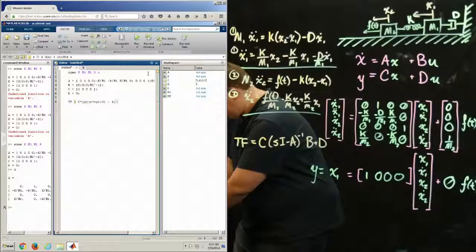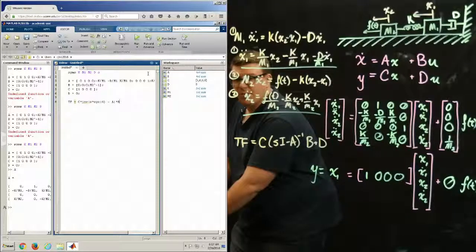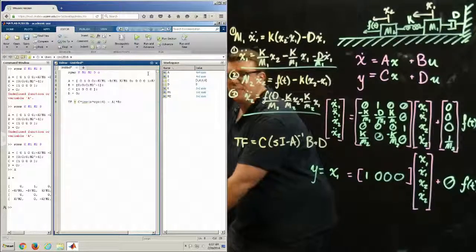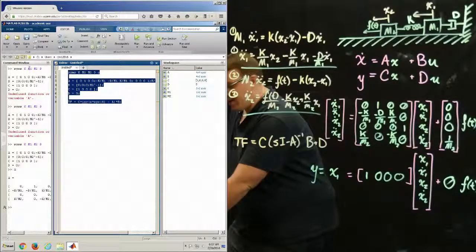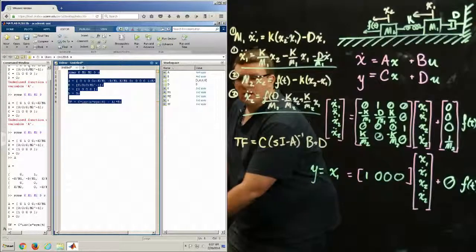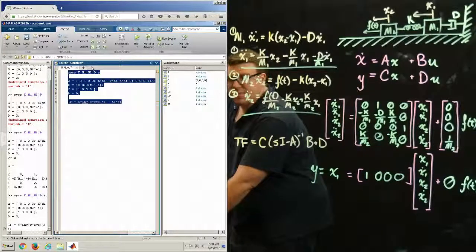And then we need to multiply by our B matrix. And hopefully all of these dimensions agree. I'm not going to add D onto this because it is a 0. So let's hope that this works out. Let's execute our file here. And OK, everything seems to have run.